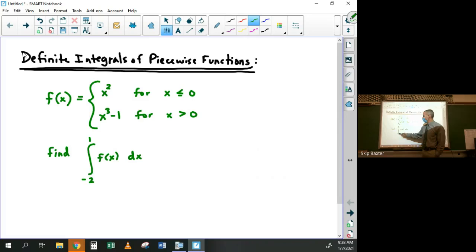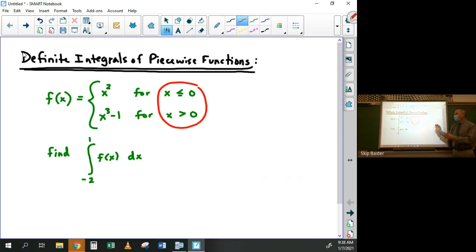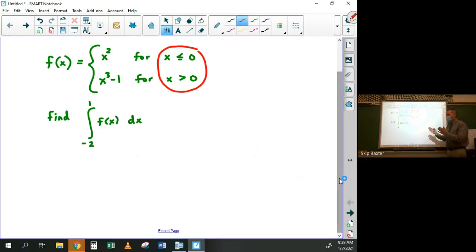Well, if this is an interval of x values from -2 to 1, the function actually changes partway through that interval. So what you have to do in a piecewise function like this is have two different integrals. One for the first part of the function that's defined to be x squared, and one for the second part of the function that's defined to be x cubed minus 1. That's it. That's the whole point of this stuff. So you're just going to examine the interval to see where it changes. In this case, it changes at 0. And then you're just going to write two integrals that change at 0.